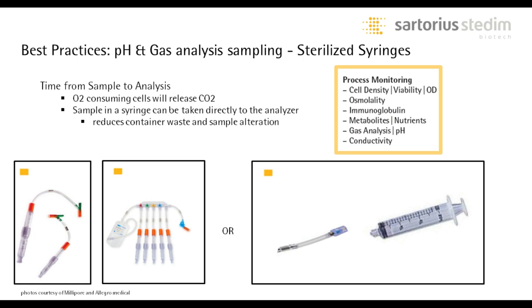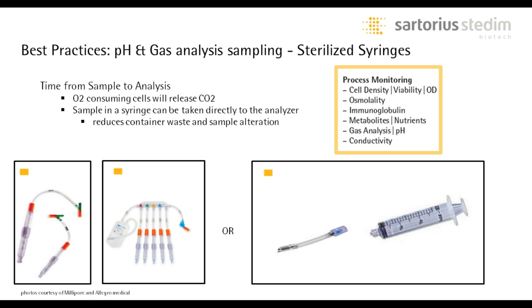So as we move on to the best practices for pH and gas analysis sampling, recall that we are in the process monitoring bucket here. So while we cannot contaminate the vessel when extracting, the sample itself does not need to be sterile like it would for the microbiological assay. This makes syringes a very attractive collection vessel option because with pH and gas analysis, time from sample to analysis is really important. For example, in cell culture applications, the cells are constantly consuming oxygen and releasing carbon dioxide.